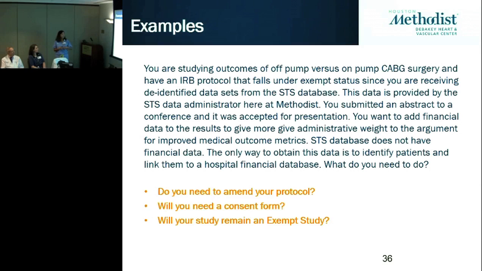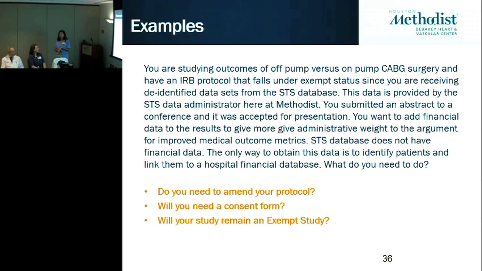So you submit an abstract to a conference and it was accepted for presentation, but you want to add financial data to the results to give it a little more weight on the outcome metrics. The STS database does not provide financial information. So the only way to obtain this financial data is to identify the patients and link them to a hospital financial database. What do you need to do? Do you need to amend your protocol?